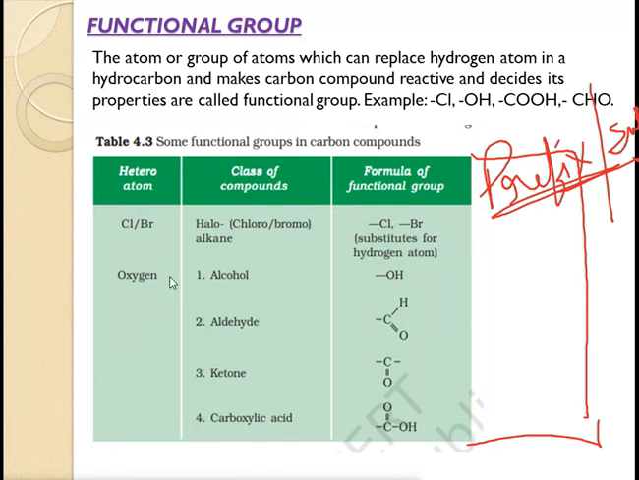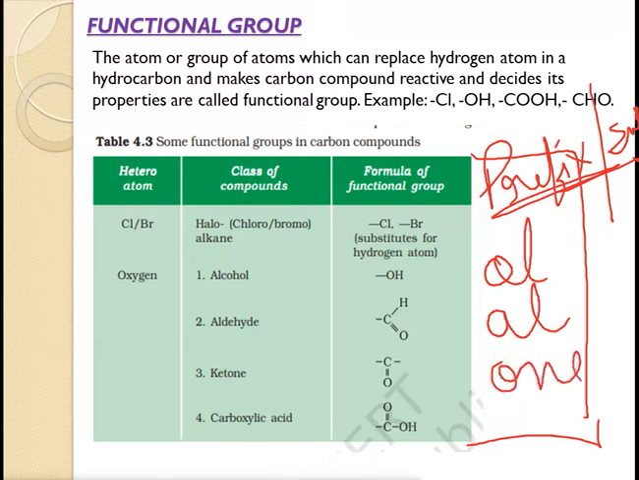OH is the functional group of alcohol, and we use a suffix called "ol" for that. For example, methanol, butanol, pentanol. For aldehyde, CHO, we use a suffix called "al." For example, ethanal, pentanal, butanal. Ketone, we use a suffix called "-one", butanone, pentanone, like that. For carboxylic acid, the COOH group is there, and for that we use "oic acid", butanoic acid, pentanoic acid, like that. So these are the prefixes and suffixes we have to use for the functional groups.